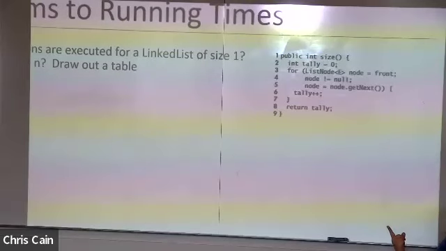First, write it out as a table. With 1 node, how many operations are we doing? With 2 nodes, how many operations are we doing? Go line by line in this code and determine how many times each line is executed, and then draw that out as a table.